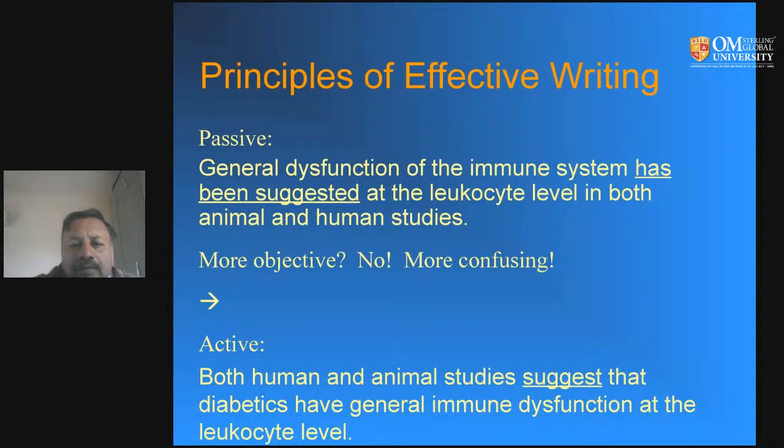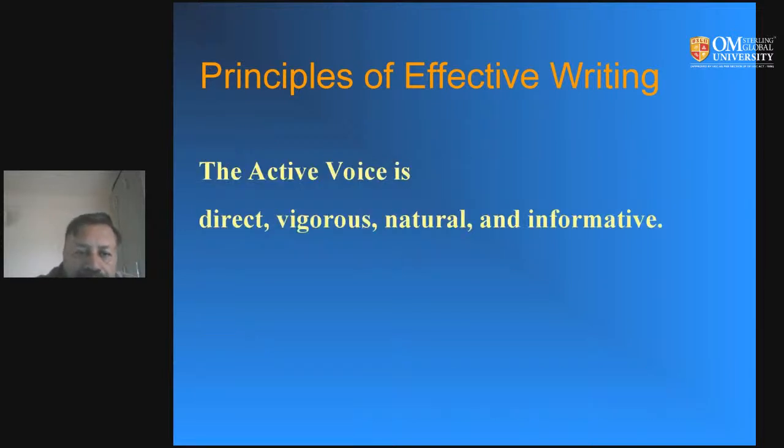General dysfunction of immune system has been suggested at the leukocyte level in both animal and human studies. So instead of writing it, I can write it in active voice. Both human and animal studies suggest that diabetes have general immune dysfunction at leukocyte level. So in this case, these human and animal studies, this is not being carried emphatically by the user. That means यूजर को फटाफट से ये नहीं पता लग रहा कि एनिमल एंड ह्यूमन स्टडीज ये कर रही हैं, जबकि जब आप इसको एक्टिव सेंटेंस में देखते हैं तो it becomes very evident that human and animal studies इसको सजेस्ट कर रही हैं. Next please. The active voice is direct, vigorous, natural, and more informative.